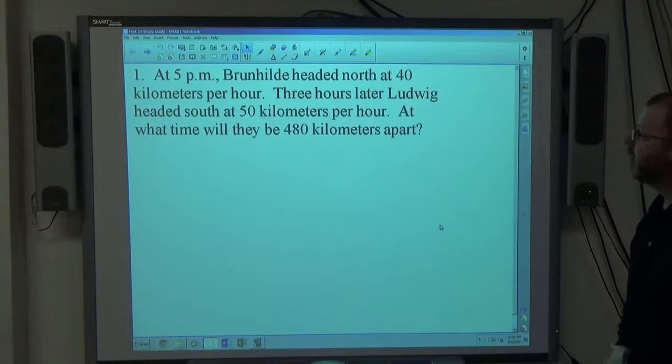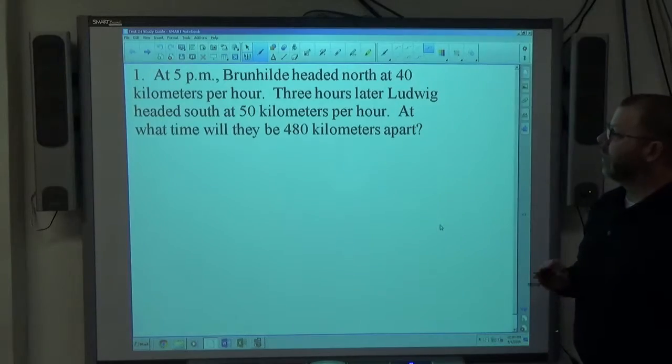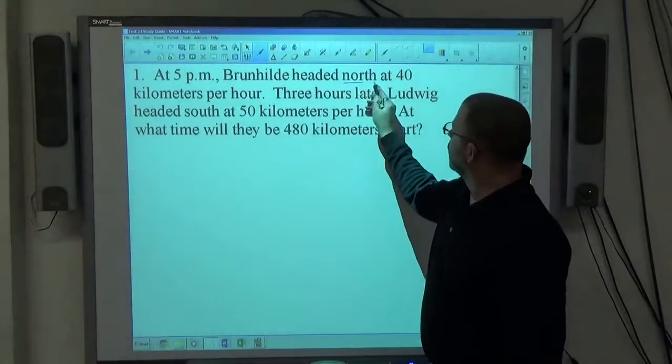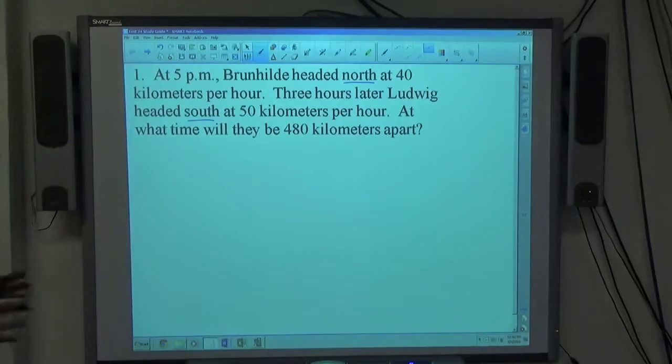Okay, number one, at 5 p.m., Brunhilde headed north at 40 kilometers per hour. 3 hours later, Ludwig headed south. So if we focus first of all on directions, one's going north, one's going south. It doesn't specify a starting point, so we're going to assume they start at the same spot.